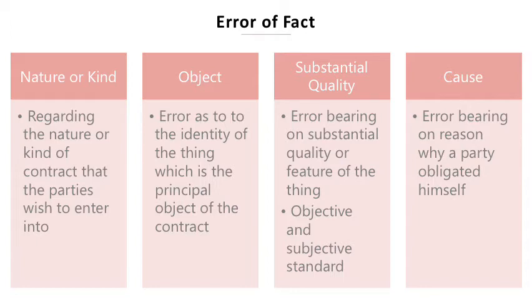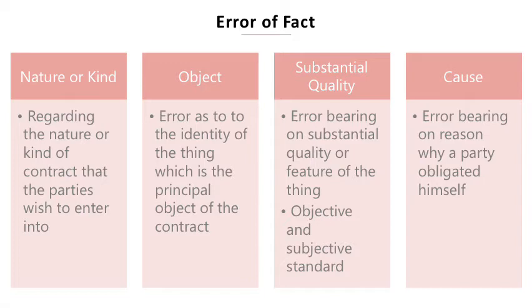An error of fact is an error as to the existence of a fact or in the assessment of a situation, which error amounts to a vice and as such is a ground for action in court or a ground for liability. An error of fact may occur in nature or kind, meaning that it's an error as to the nature or the kind of the contract that the parties wish to enter into. An example of this would be a contract in which one party thinks they're entering into a contract of loan and the other party thinks that they're entering into a contract of deposit.